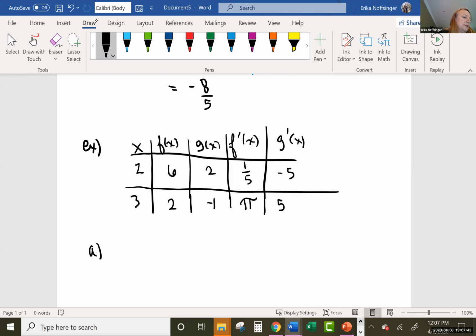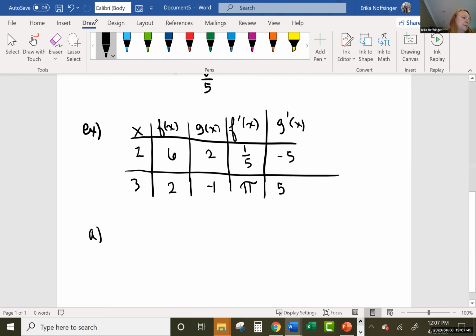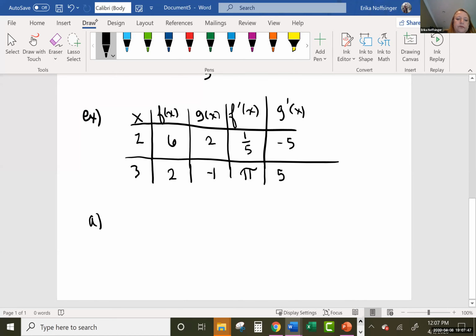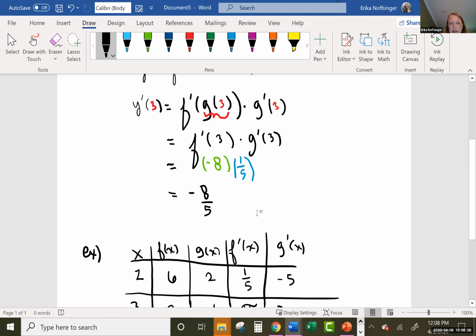Suppose the functions f and g and their derivatives with respect to x have the values shown at the right, x equals 2 and x equals 3. Find the derivatives with respect to x of the combination below at the given value. Okay, so on all of these, we're going to be trying to find the derivative at that value of x.